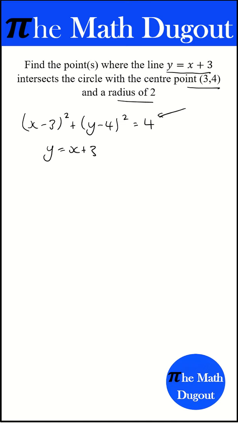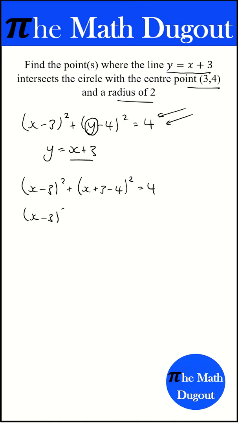Well, if we have a look into our circle equation, instead of writing a y here, we can write x + 3 because we're looking for when these things are equal. So if we substitute that in, we've got (x - 3)² + (x + 3 - 4)² = 4. Now if we continue this, (x - 3)² plus, now x + 3 - 4 becomes (x - 1)², and that needs to be equal to 4.